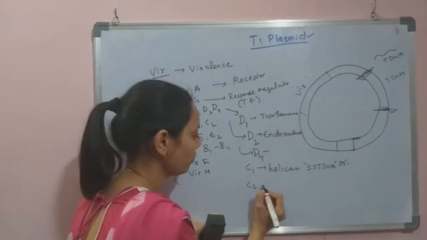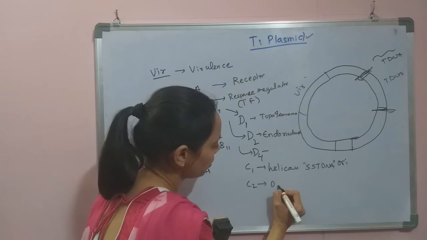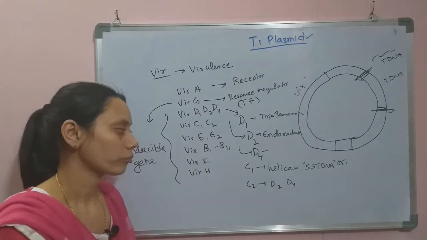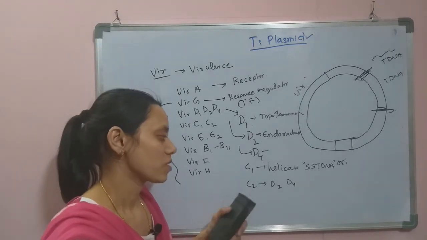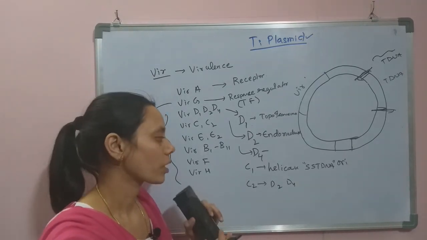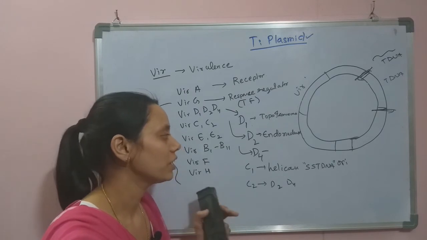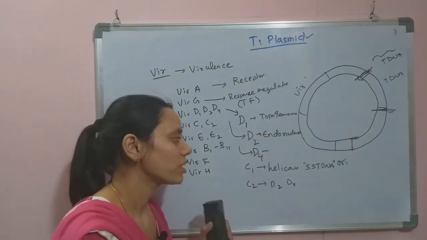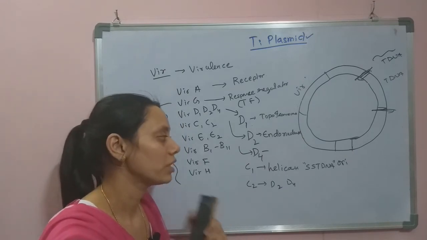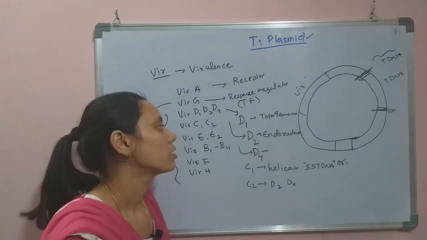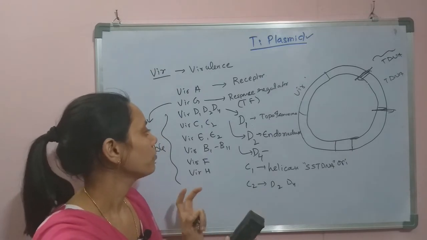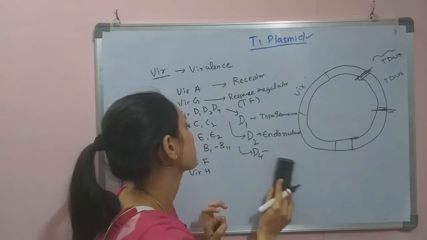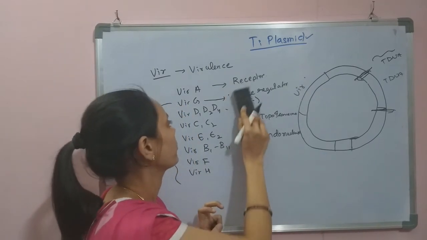Coming to the C2 gene, it binds with the D2 and D4 gene products. So this C2 gene is responsible for increasing the affinity of D1 and D4 towards this T-DNA. Coming to C1, it's a helicase and it increases the affinity of ssDNA formation. So these are the virulence genes till C2.